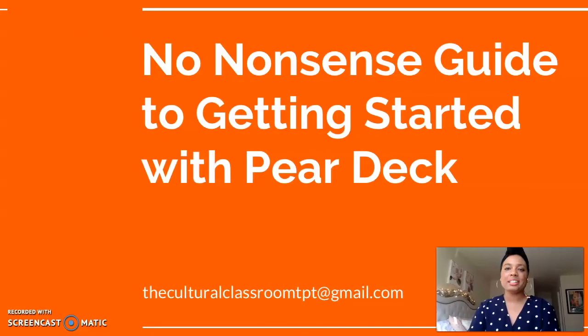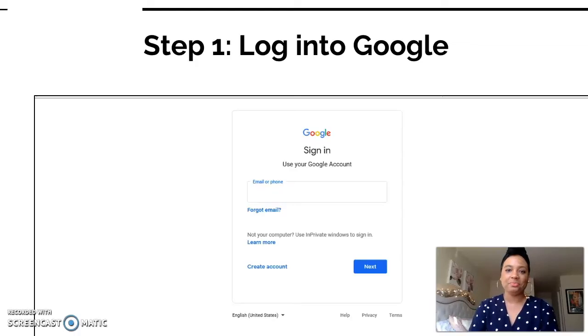So now we're returning back to the no nonsense guide to getting started with Pear Deck. To install Pear Deck, simply log into Google. You can do this by going onto Google's website, www.google.com, and going on the upper right hand side and clicking on log in or sign in. And then you just sign in with your credentials. You can sign in with your school credentials, or you can sign in with your personal credentials.